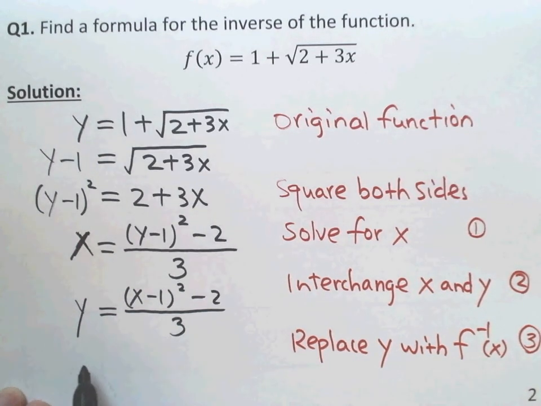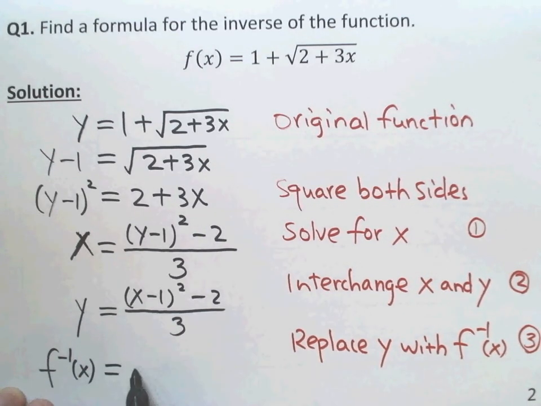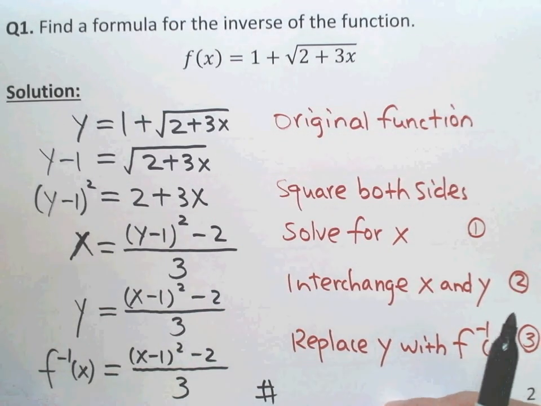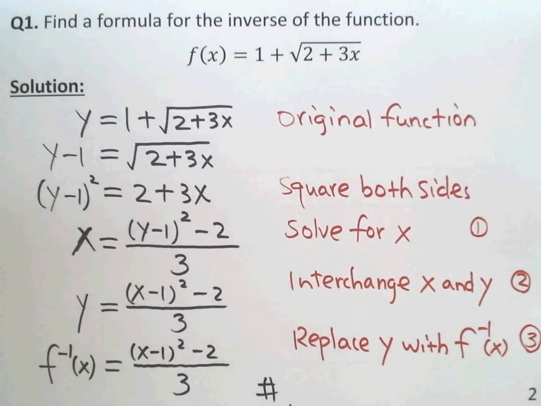This is a function already. So now the inverse function is y equals (x minus 1) squared minus 2, over 3. And what do we get? A function which is the inverse function of the original. That's all. Thank you.